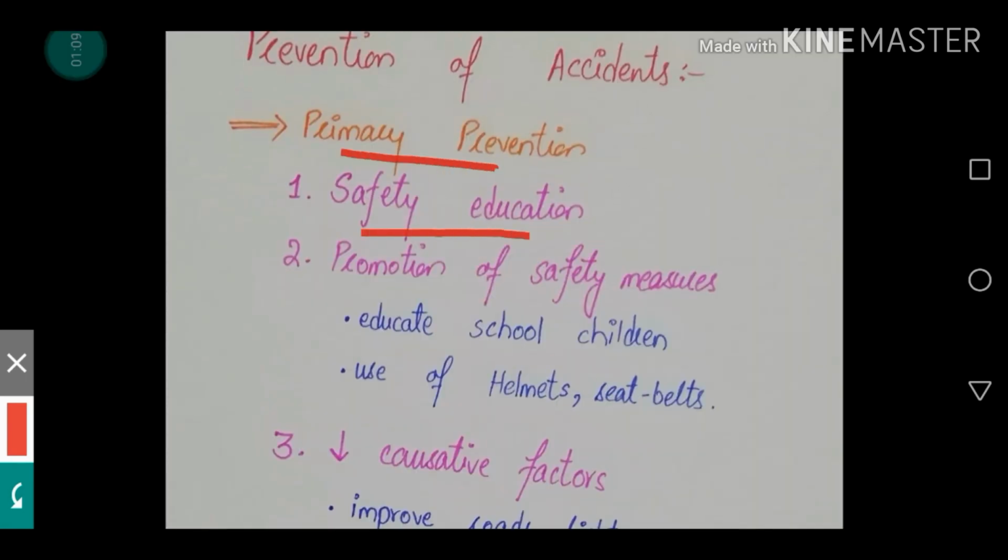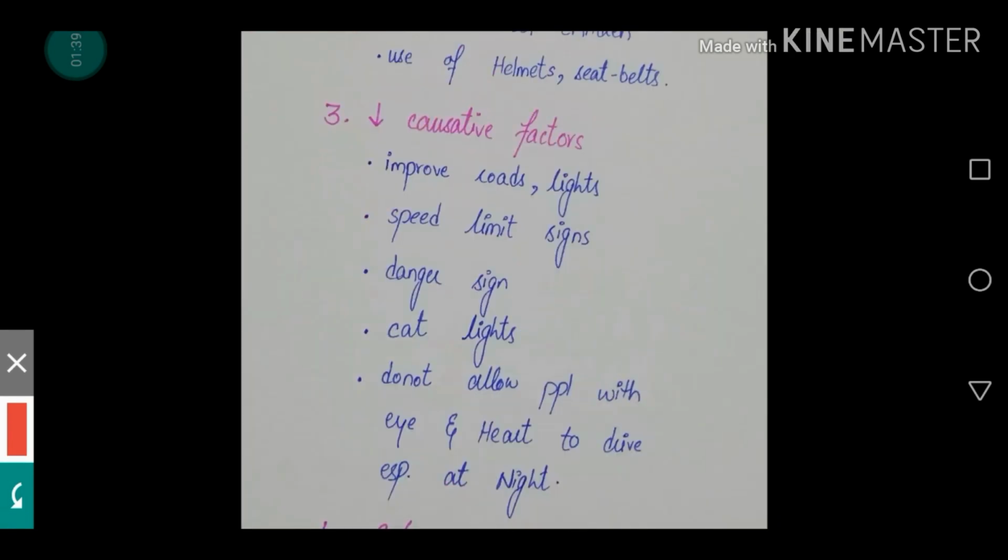Now, the primary prevention includes safety education. Educate people regarding information, proper training, legislation, how to drive, so that they can prevent themselves from getting into any accident. That includes promotion of safety measures, which include educating school children and use of helmets and seat belts.